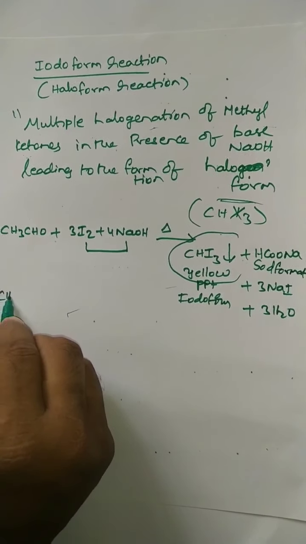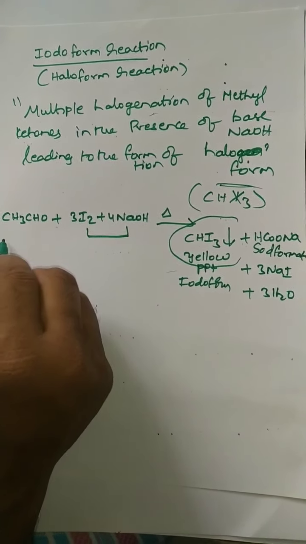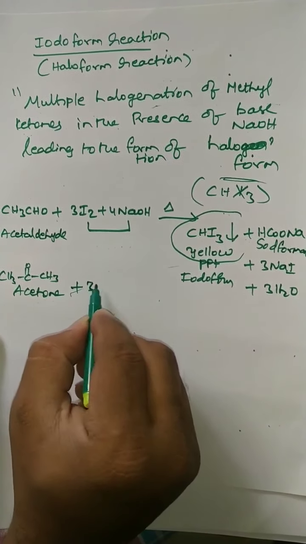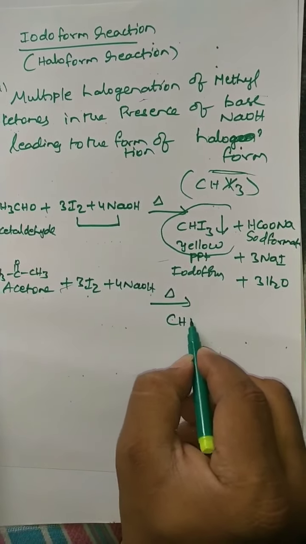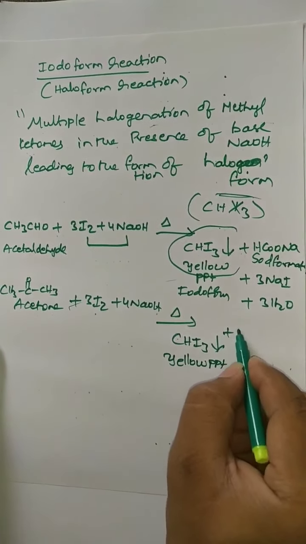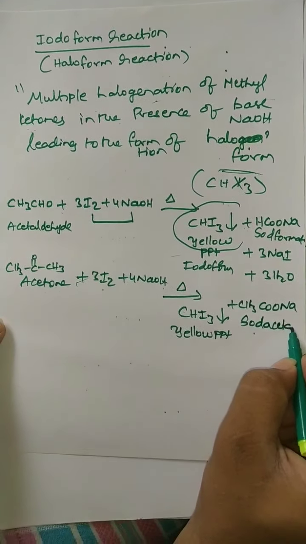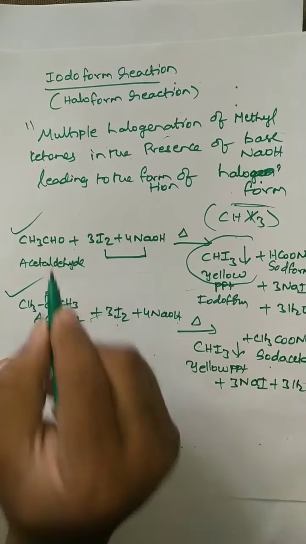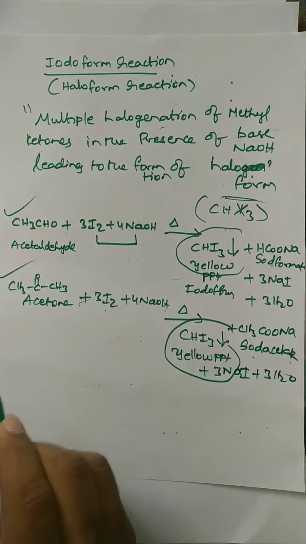Suppose if I take acetone, it is treated with iodine in the presence of NaOH. So what am I going to get, students, here? CHI3 iodoform, yellow PPT, plus CH3COONa. This is called sodium acetate, plus 3NaI, sodium iodide, plus water. So actual equations are this one, exact equations related to aldehydes and ketones. So in final, this is iodoform.